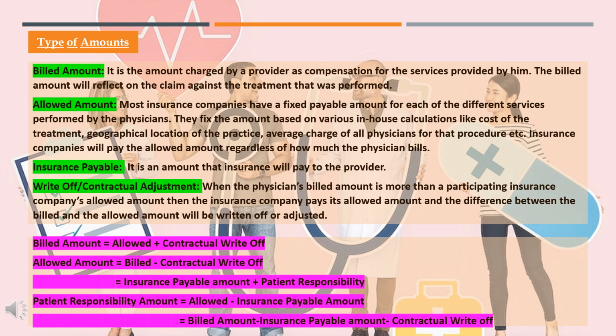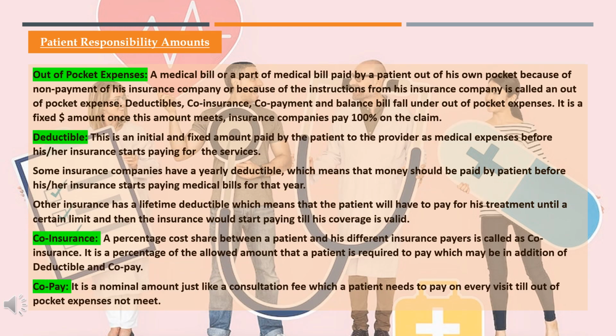Then, right of contractual adjustment. When the physician's billed amount is more than a participating insurance company's allowed amount, then the insurance company pays its allowed amount, and the difference between the billed and the allowed amount will be written off or adjusted. Billed amount is equal to allowed amount plus contractual write-off. Allowed amount is equal to billed amount minus contractual write-off, which is equal to insurance payable amount. Patient responsibility. Patient responsibility amount is equal to allowed amount minus insurance payable amount, which is equal to billed amount minus insurance payable amount minus contractual write-off.